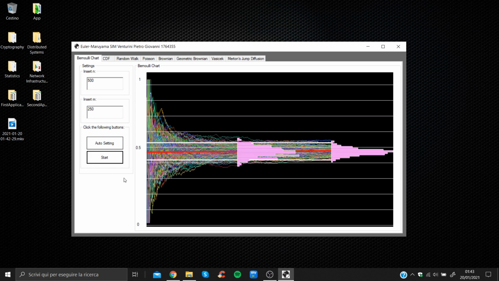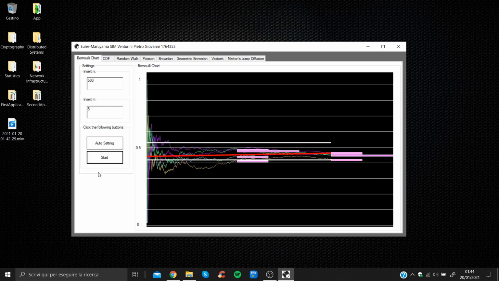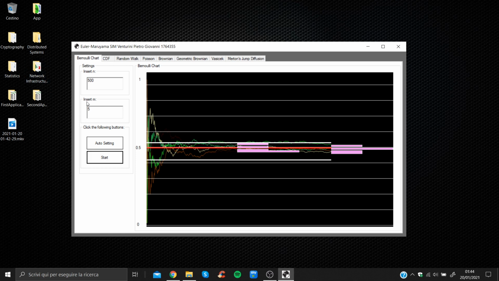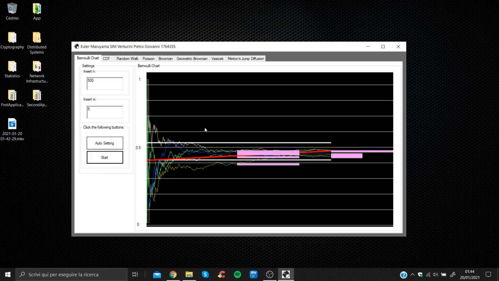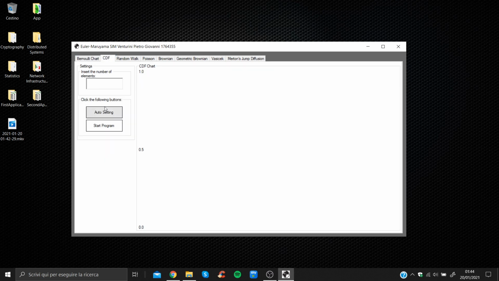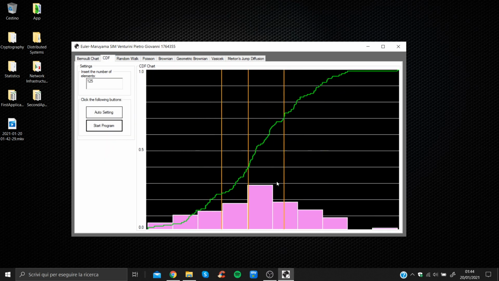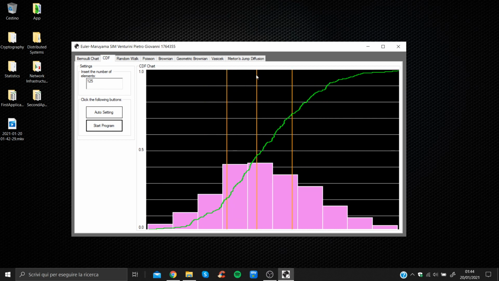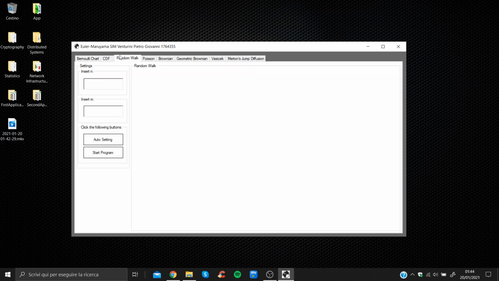So let's start with the Bernoullian. As we can see here, we have the Bernoullian, and of course, we can change the number of lines. For example, let's put 5. M represents the number of lines inside the chart, and N represents the number of points that create a line.